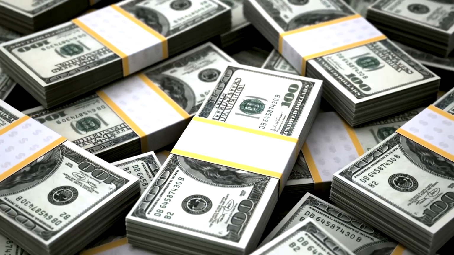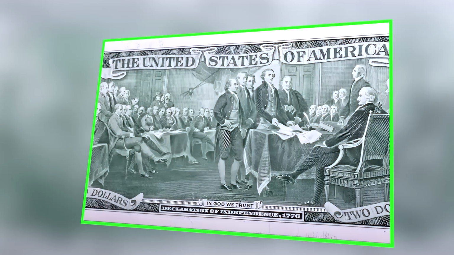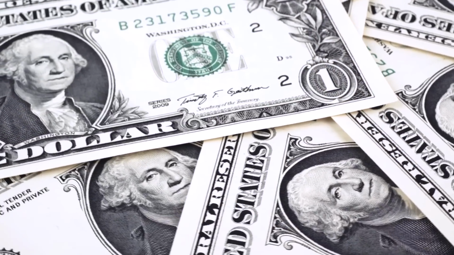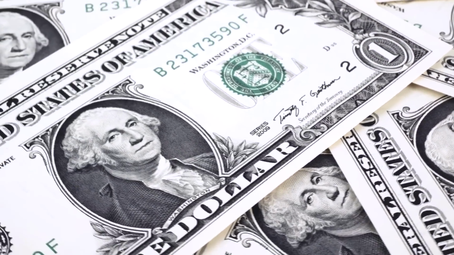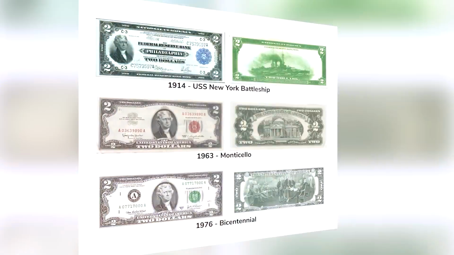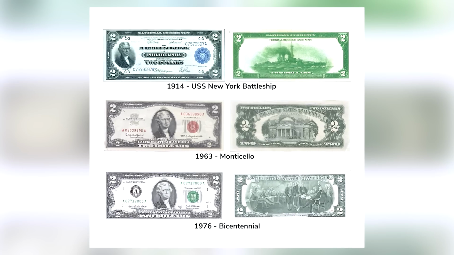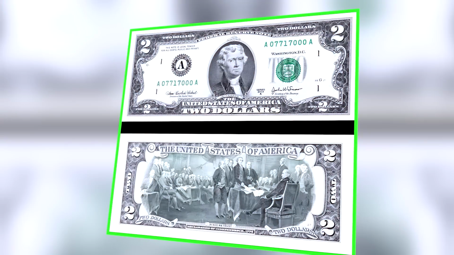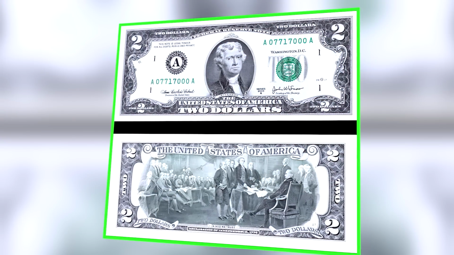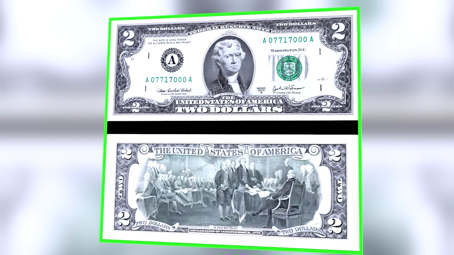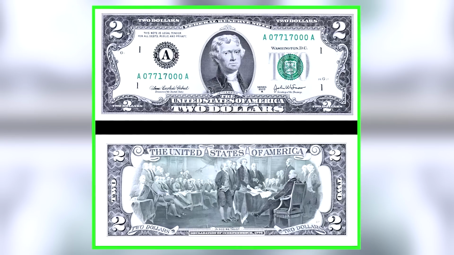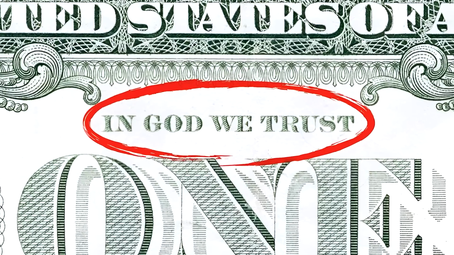The American dollar is not just a currency, it's a fascinating piece of history and culture. Here are some intriguing facts that make the dollar unique. The $2 bill. Often considered rare, the $2 bill is still in circulation and legal tender. Despite its low usage, it remains a collector's favorite, featuring Thomas Jefferson on the front and the Declaration of Independence on the back.